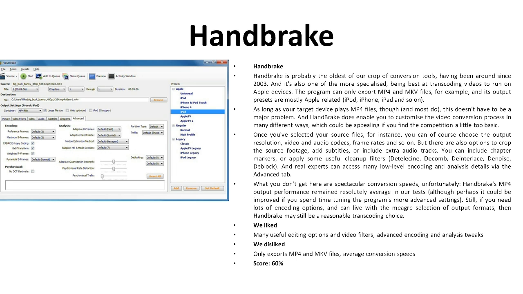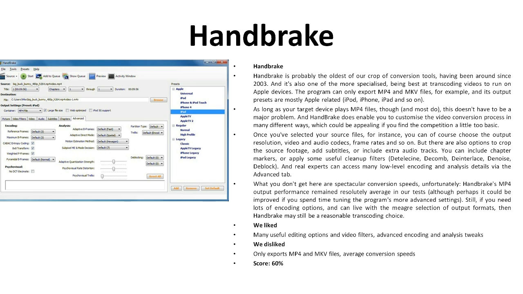And Handbrake does enable you to customize the video conversion process in many different ways, which could be appealing if you find the competition a little too basic. Once you've selected your source files, for instance, you can of course choose the output resolution, video and audio codecs, frame rates and so on. But there are also options to crop the source footage, add subtitles, or include extra audio tracks.